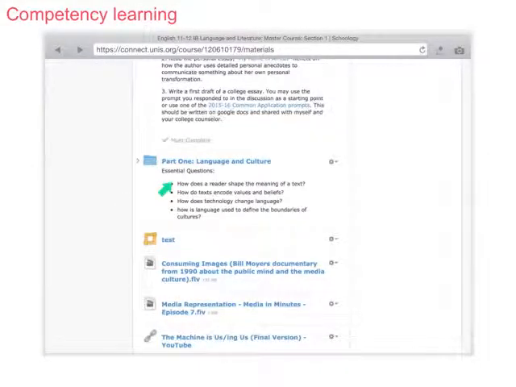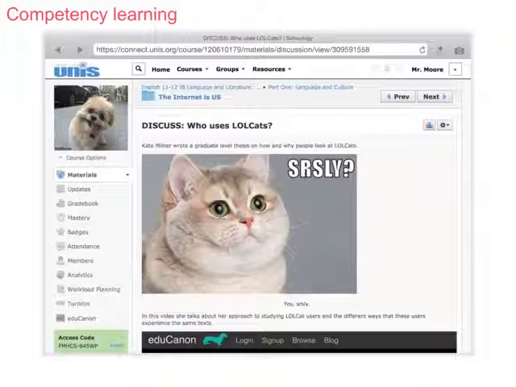The first 2 here are TOK connections, and the third and fourth are standards for IB Lang and Lit. So taking a look at the first one, how does a reader shape the meaning of a text? What I've done for this is I created a module in which students talk about lolcats. So we learn about lolcats.